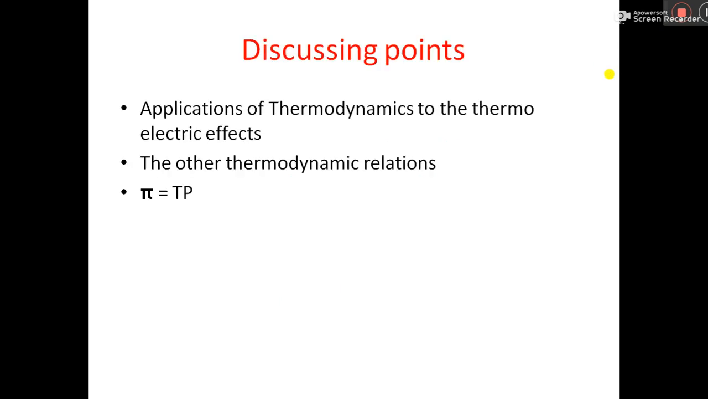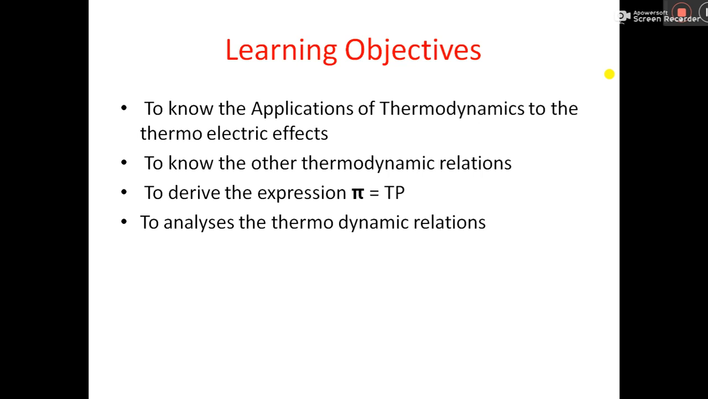Discussing points: applications of thermodynamics to thermoelectric effects, and the other thermodynamic relations, pi is equals to T P and sigma A minus sigma B is equals to minus T into d square E by dt square, etc. Learning objectives: to know the applications of thermodynamics to the thermoelectric effects, to know the other thermodynamic relations, and also to derive the expression for pi is equals to T into P, to analyze the thermodynamic relations.